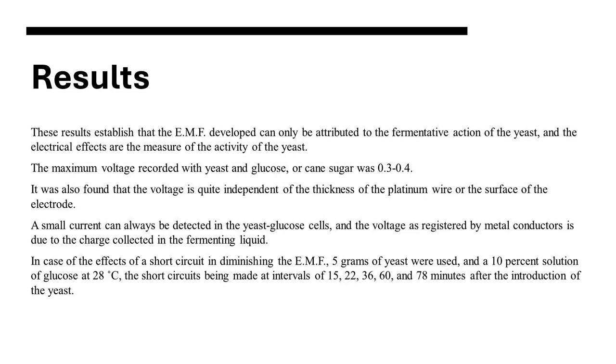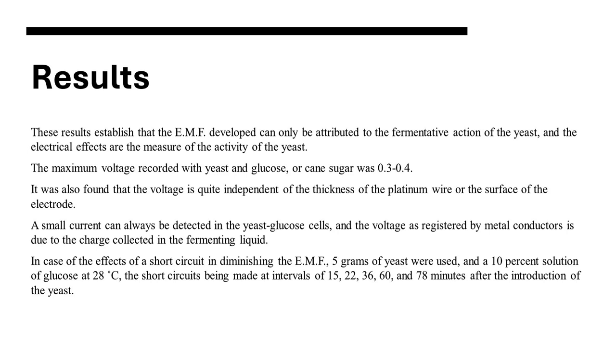These results establish that the EMF developed can only be attributed to the fermentative action of the yeast, and the electrical effects are the measure of the activity of the yeast. Also, the speed of the reaction varies with the amount of active yeast present in the cells. The maximum voltage recorded with yeast and glucose, or cane sugar, was 0.3 to 0.4. It was also found that the voltage is quite independent of the thickness of the platinum wire or the surface of the electrode. A small current can always be detected in the yeast glucose cells. And the voltage as registered by metal conductors is due to the charge collected in the fermenting liquid.